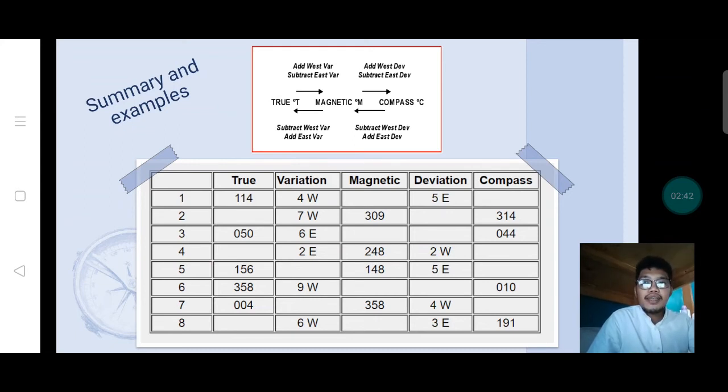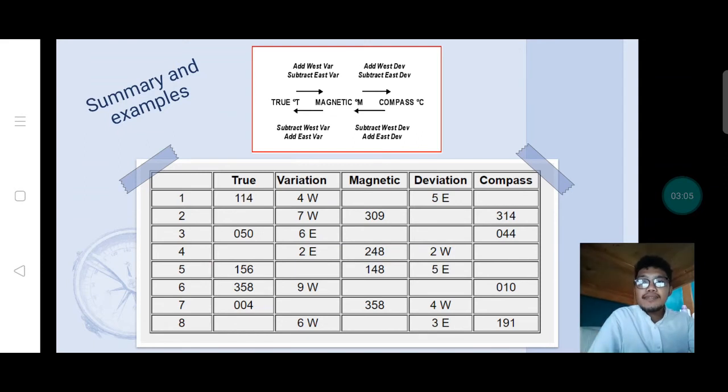Number 3 is 50, the true bearing, and the variation is 6 east. As we can see, east, so we will subtract. 50 minus 6 is 44. The magnetic is 44. And then we can see that the compass is 44. No addition or subtraction, so the deviation will be 0.